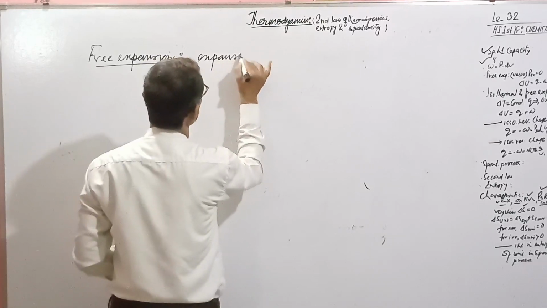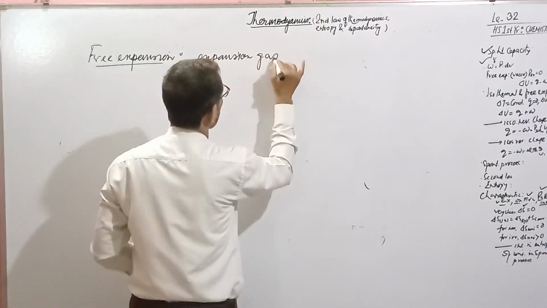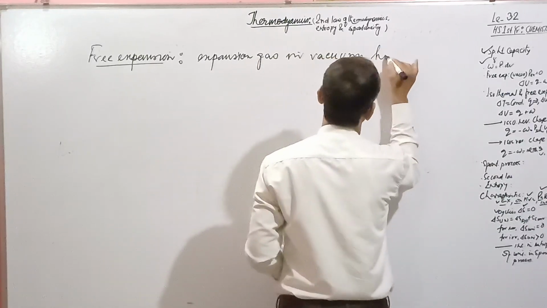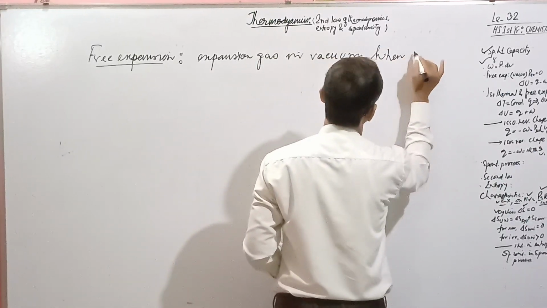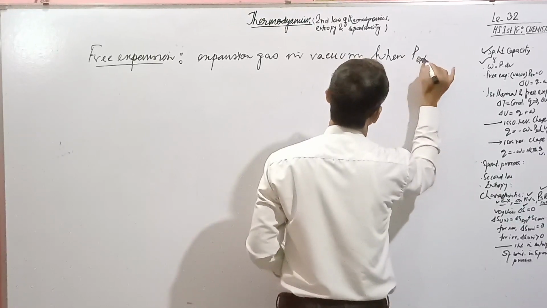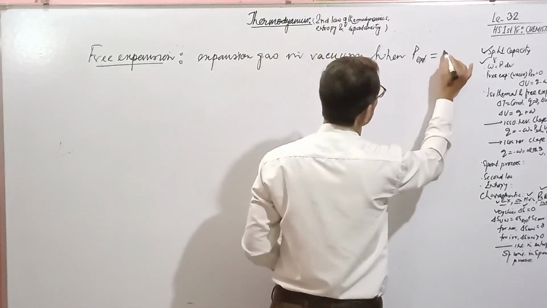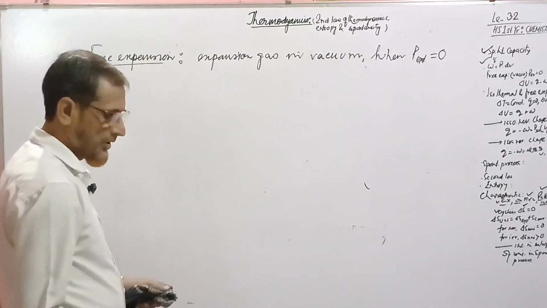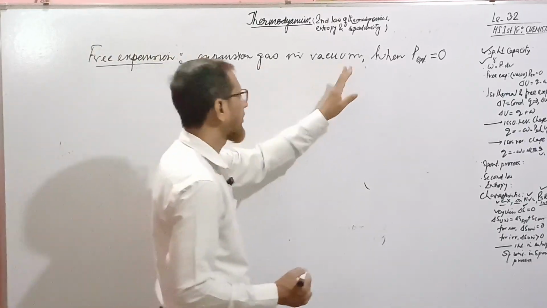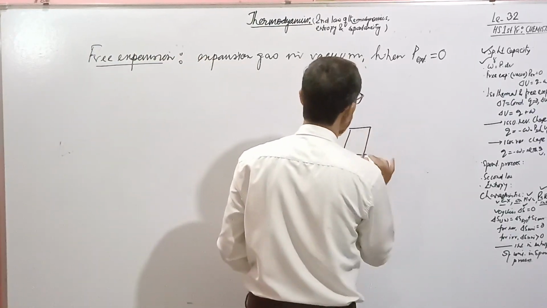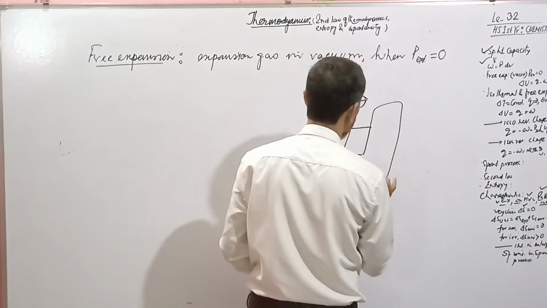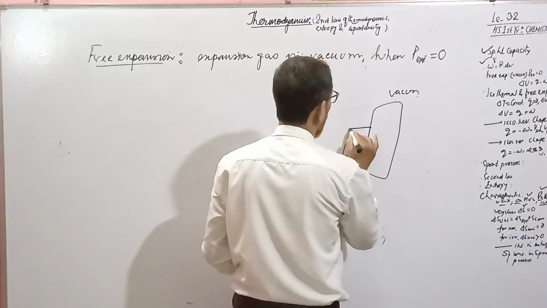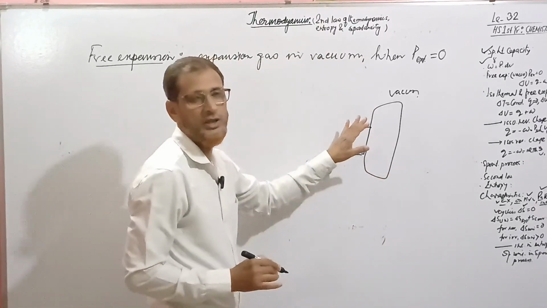Expansion of gas in vacuum, when P external, meaning external pressure, is equal to 0. This is called free expansion. Expansion of gas in vacuum means going from this volume to that volume. Say this is vacuum and this is a sealed container.